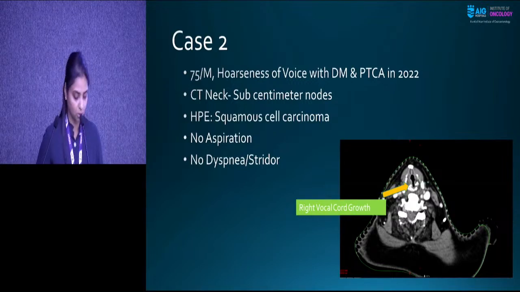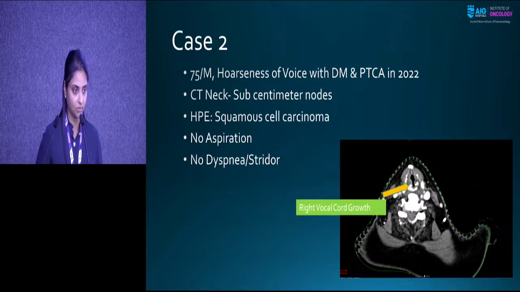We have a 75-year-old male who presented with hoarseness of voice, who is also a known diabetic and underwent a PTCA in 2022. As soon as he found that he had hoarseness of voice, the first investigation he underwent was a CT neck, which showed a few sub-centimeter nodes and also a right vocal cord growth. A biopsy was taken eventually. The VLS examination in this case was performed outside. They said the tumor was localized only to the right vocal cord, and they got a biopsy done. He has no aspiration, no dyspnea, no stridor, and no other symptoms elsewhere. With those reports, he came to the clinic.